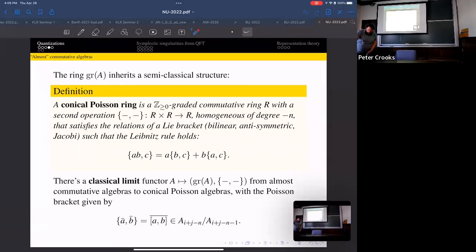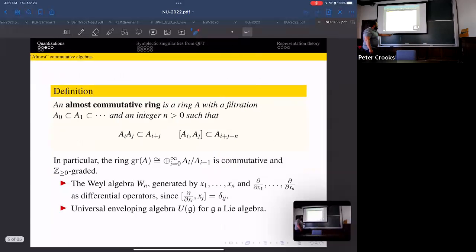I snuck in here an integer n. So having this kind of filtration, I want that the commutator of things of degree i and things of degree j, in order to have commutative associated graded, I needed to have degree strictly less than i plus j, but I want it to be less by some particular amount n, which could be 1, but could be more than 1. Depends how I'm feeling that day.